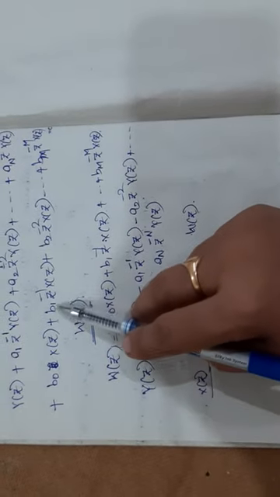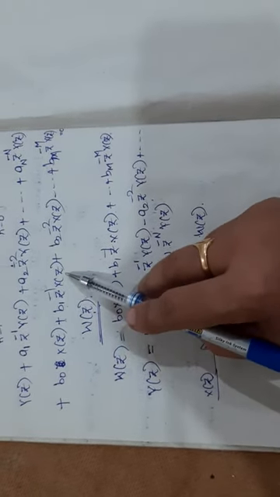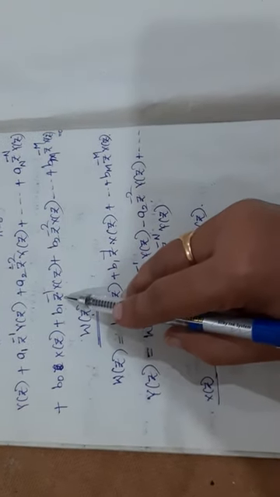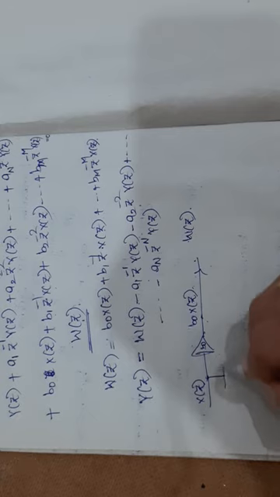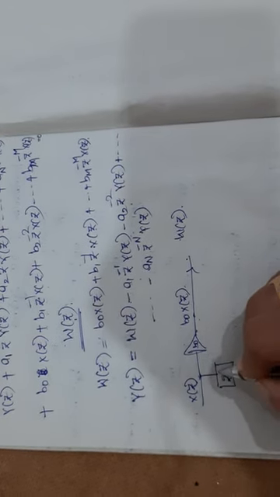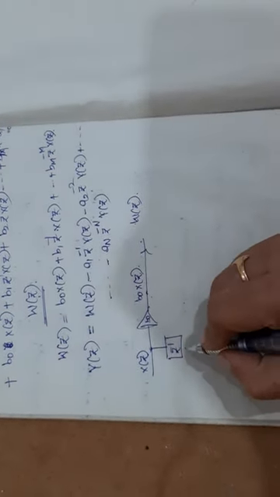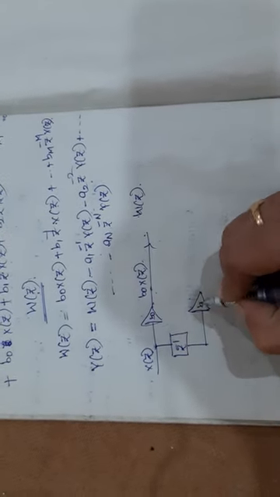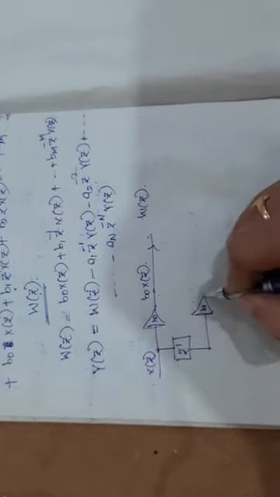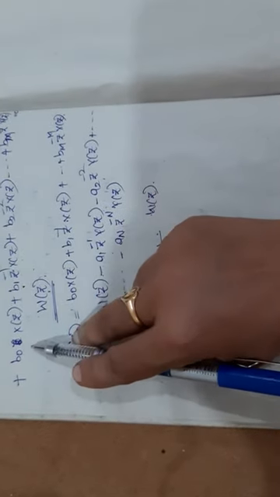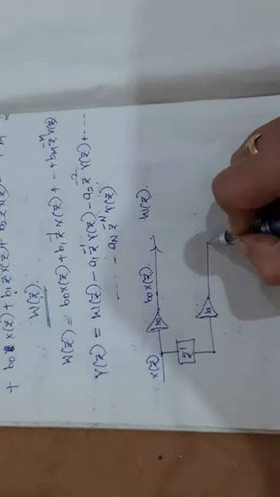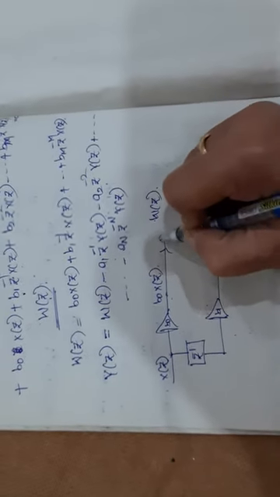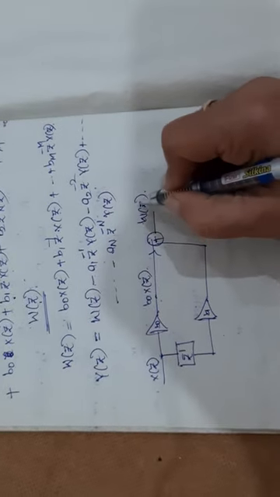Next, the second equation is B1 into Z inverse into X of Z. So here X of Z, one delay element. Here I have to draw one delay element. Next this is multiplied with B1, and this is added to B naught into X of Z. Okay, so this is added and I'll get W of Z.